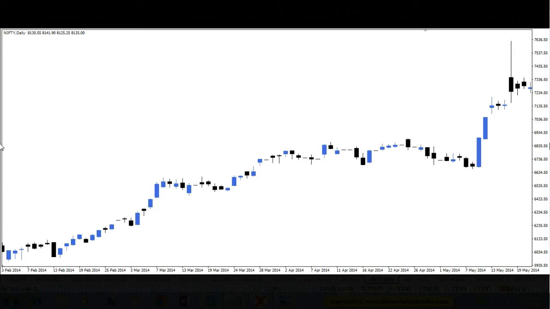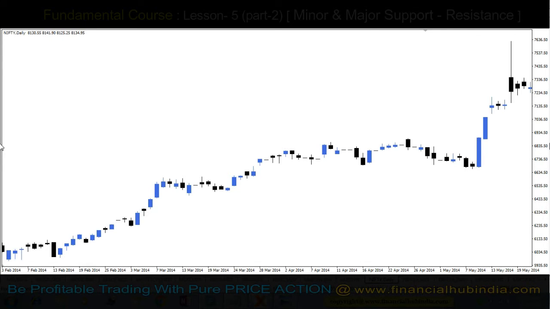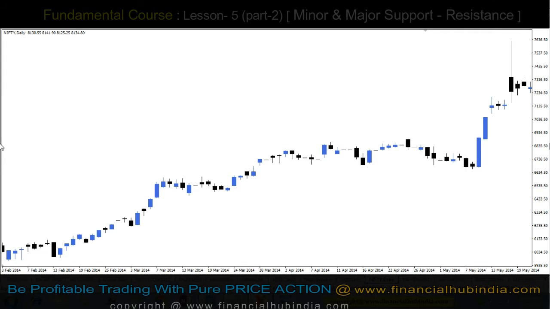So let's get started with today's topic now. In today's topic, we'll see what a minor support and resistance is and what a major support and resistance is. In the last topic, we saw how to draw support and resistance in a trending market as well as in a flat market, isn't it?